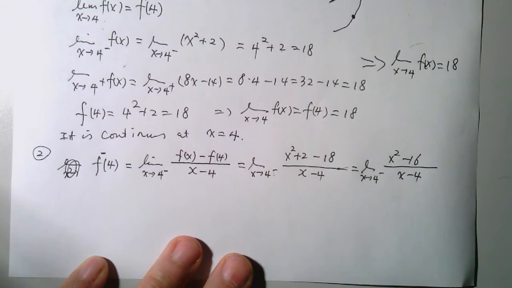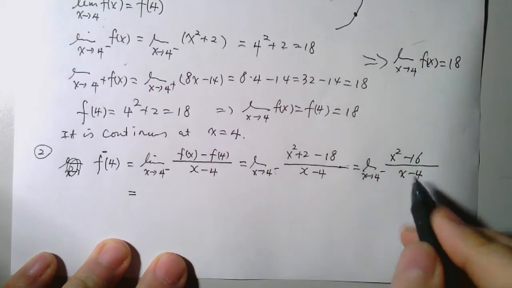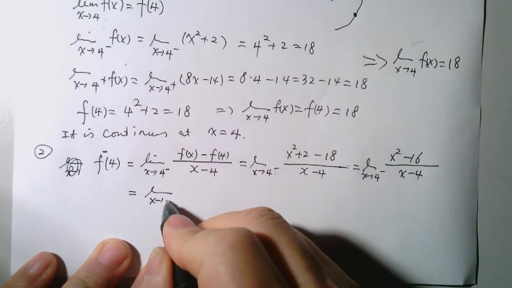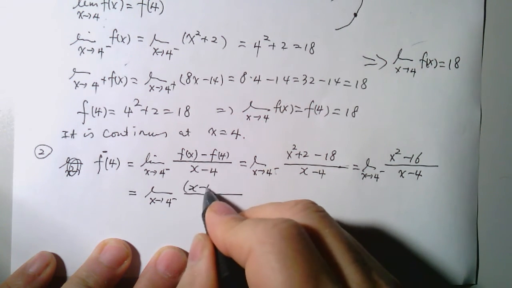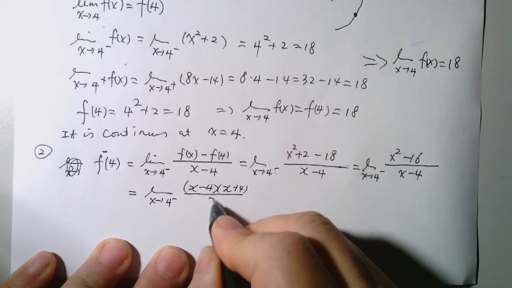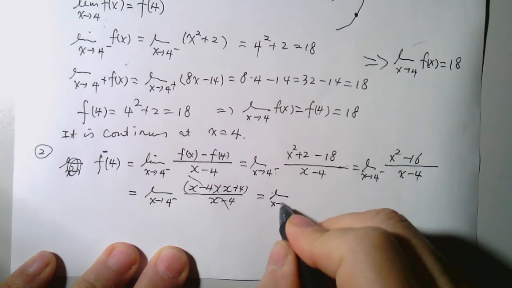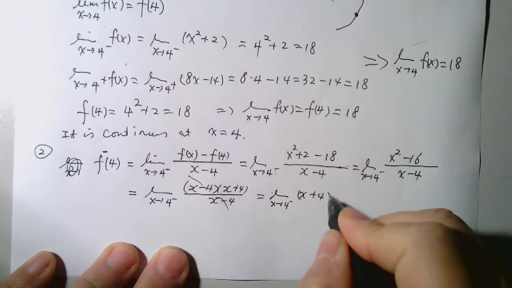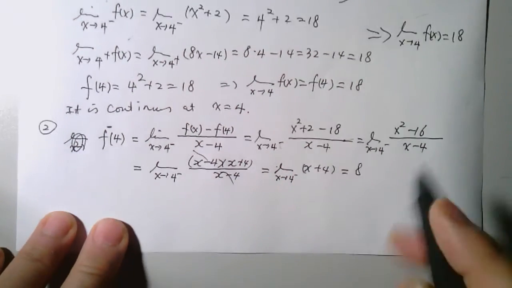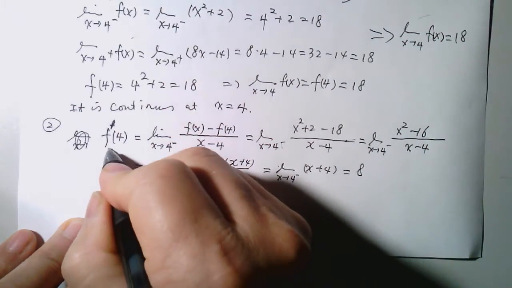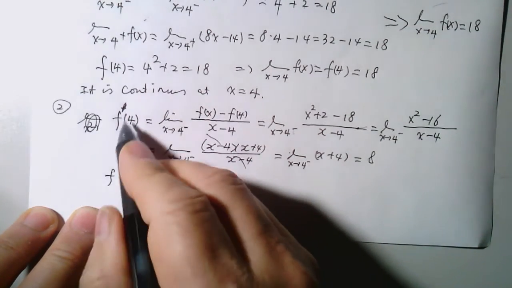What is the limit? In this case, I can't do the substitution because the denominator will be 0, but I can simplify because the numerator is a difference of two squares. You can write it as x minus 4 times x plus 4 divided by x minus 4 and reduce. That gives the limit as x goes to 4 from the left of x plus 4, which is 8, because now you can do substitution. That's the derivative from the left side. How about the derivative from the right side?